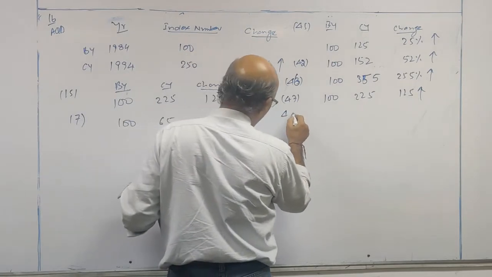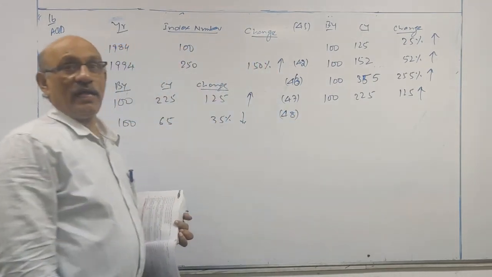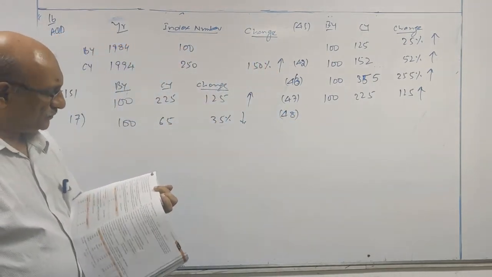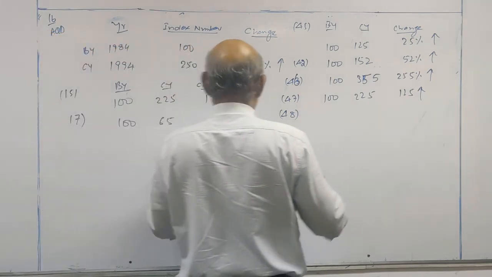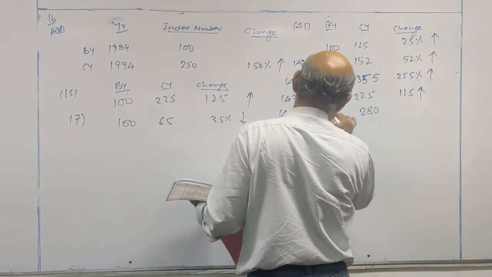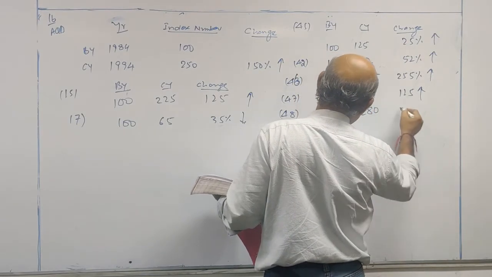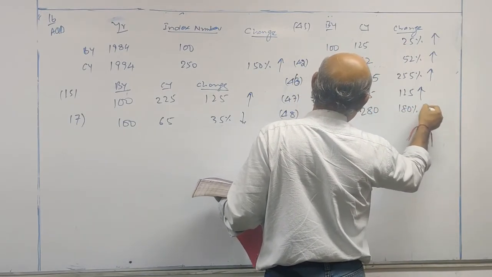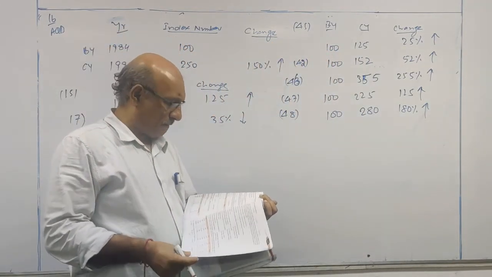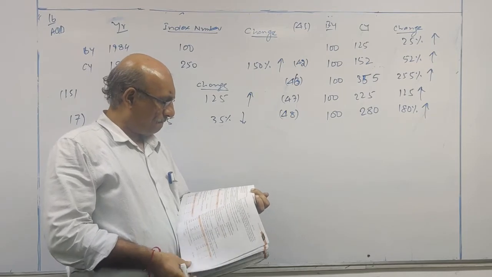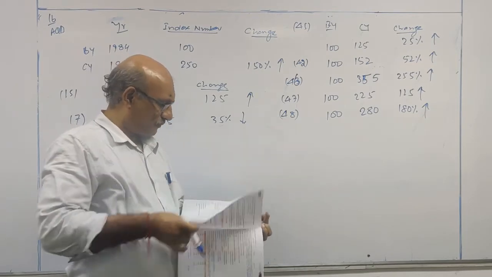Now look at question number 48. Current year index is given as 280. Base year is 100. So 180% upward trend. Okay.